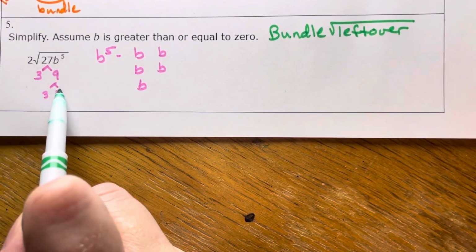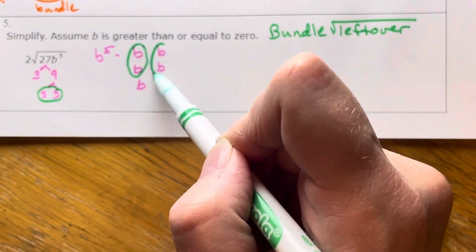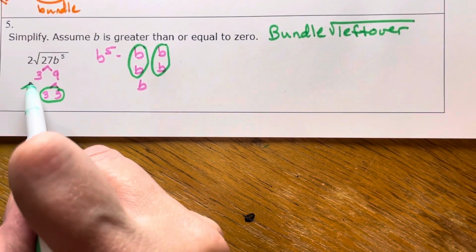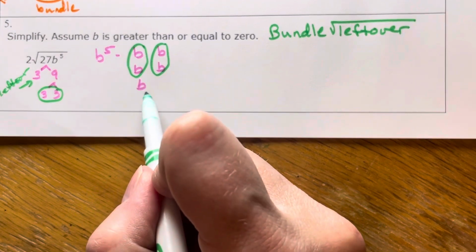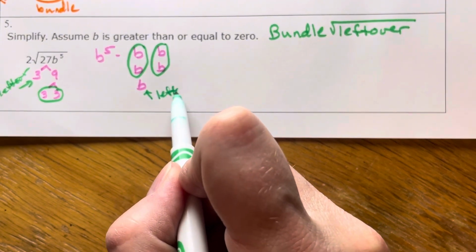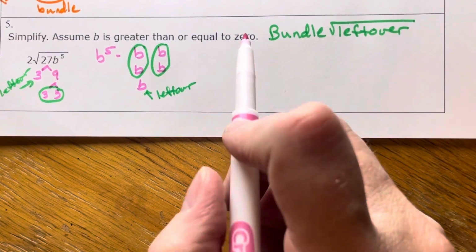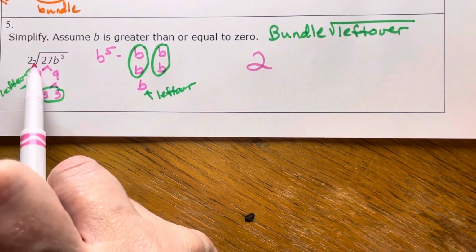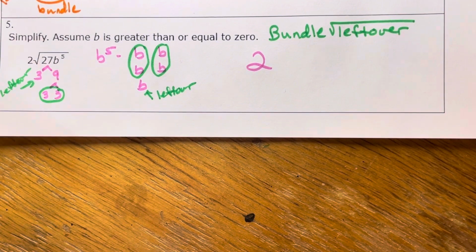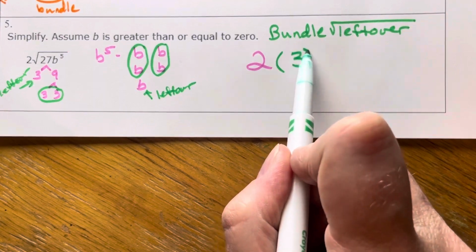So my bundles are here with 3s and variables of b. I have leftovers of a 3 and a b. But I also have this coefficient of 2 out in front. So let's look at that. So I have this 2 that is truthfully multiplying to the square root. And so it will here also be multiplying to my bundle of 3s.